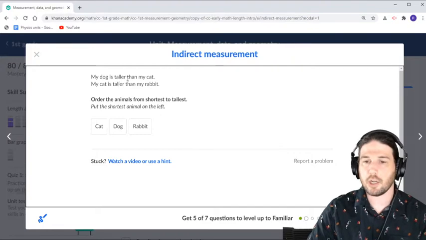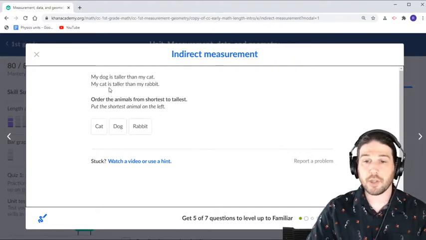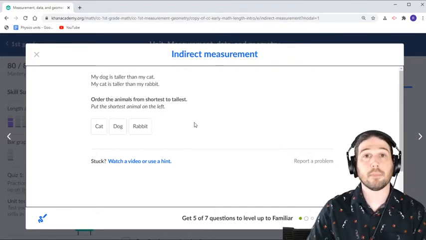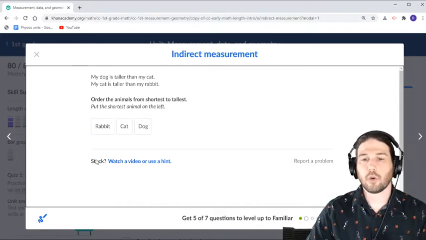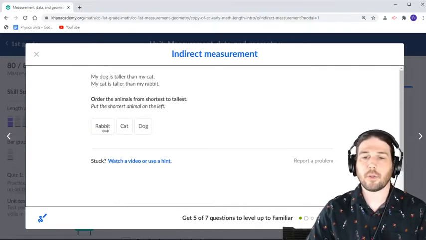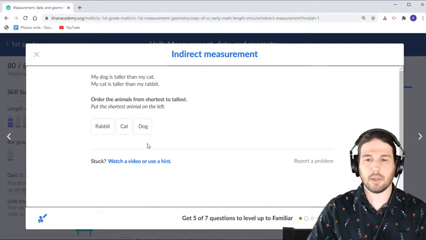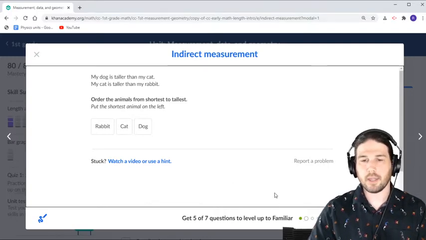All right, my dog is taller than my cat, which is taller than my rabbit. So the cat is in the middle. The shortest on the left, the rabbit is the shortest, the cat is the middle, the dog is the tallest.